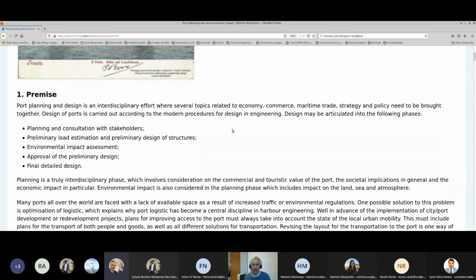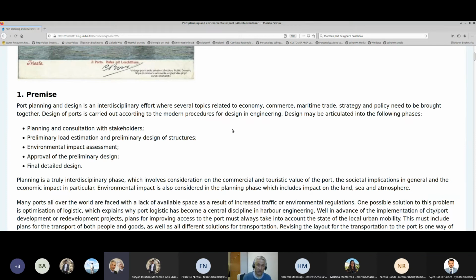What is port planning? I think the word speaks for the meaning, and it's port planning and port design implies that we make a plan and make a design, either for the construction of a new port, for the management of an existing port, or the maintenance and maybe the expansion of an existing port. And it is a typical procedure of engineering design.